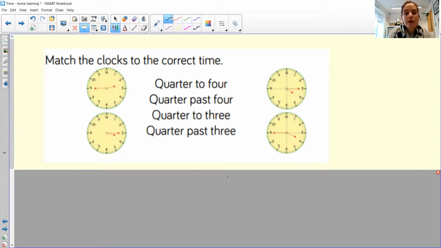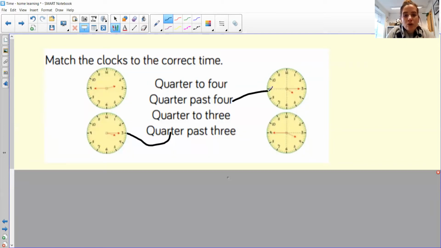Excellent. So let's start with this one, quarter past 3. Now I'm going to look for an hour hand that is nearer the 3. And I know that with a quarter past, I'm looking for a minute hand that's on a 3 and an hour hand. So I'm going to do this one, quarter past 3. And then I'm going to do another one. It says quarter past 4. Now I've got my hour hand towards the 4 here, and I've got my minute hand, my longer hand, on my 3. So I'm going to put that one to that one.